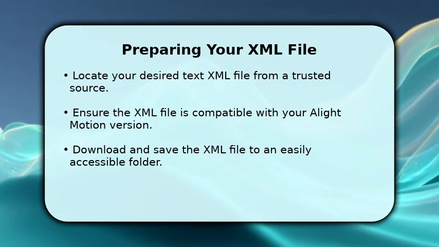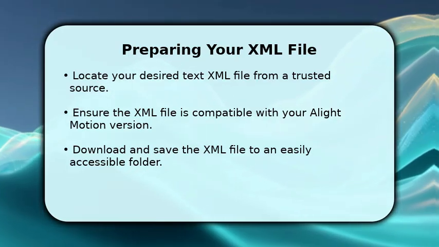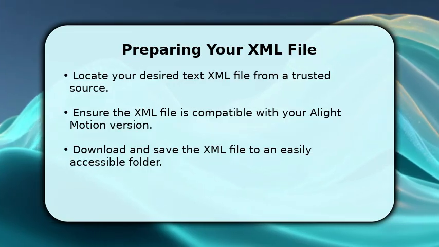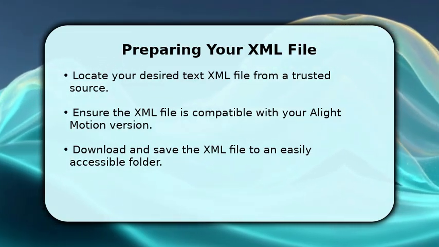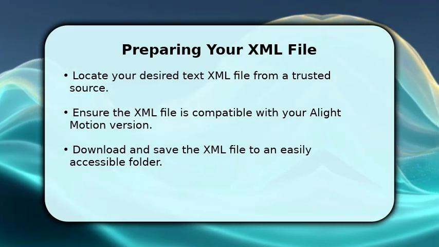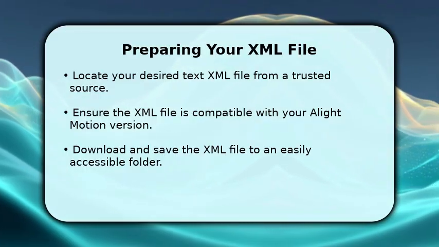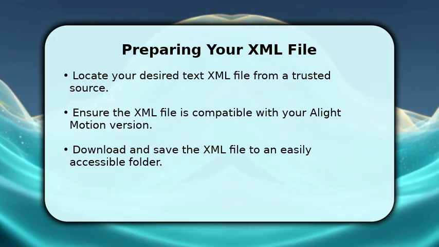Before importing, you need to prepare your XML file. Many creators share these files online, so find one that suits your project's aesthetic. Always check for compatibility to avoid issues during import. Once downloaded, place the file in a clear, organized folder on your device. This makes it simple to locate when you are ready to bring it into Alight Motion.